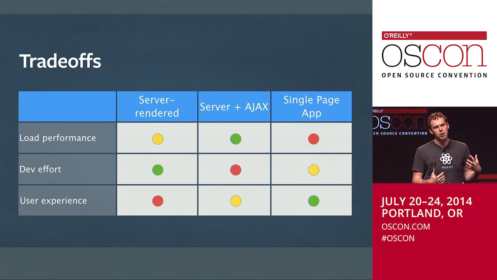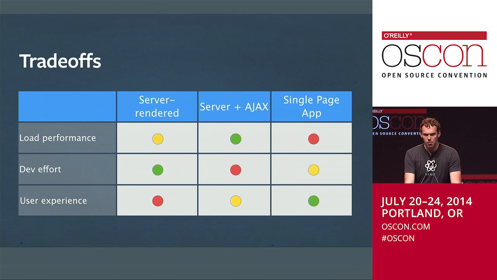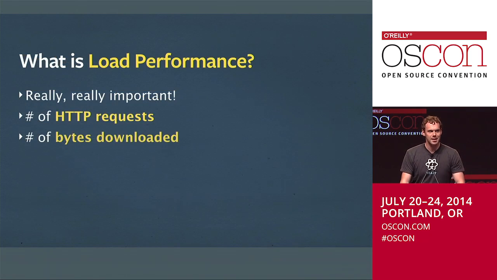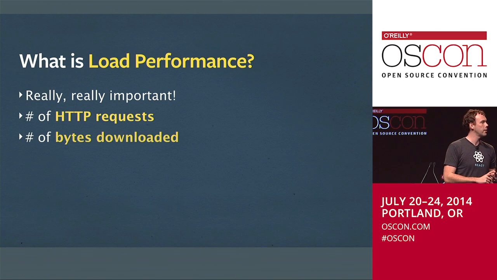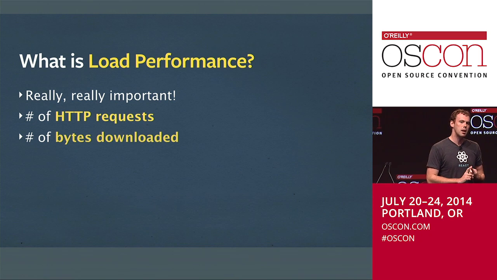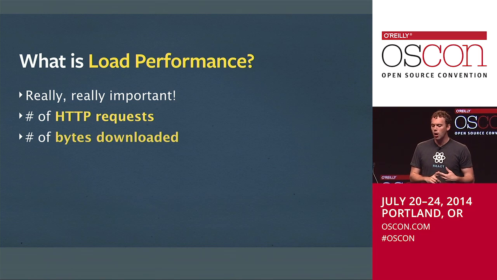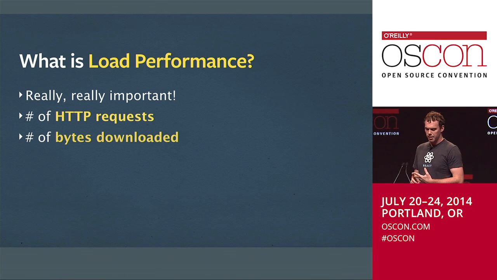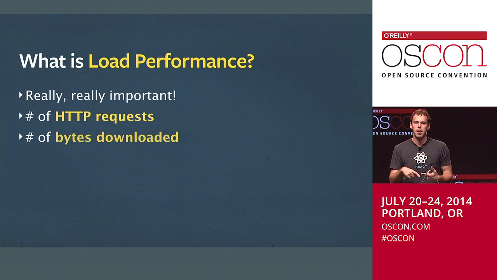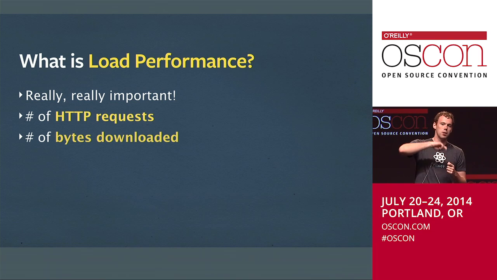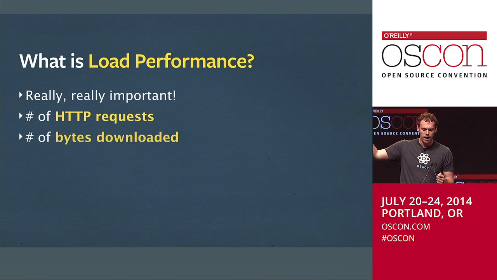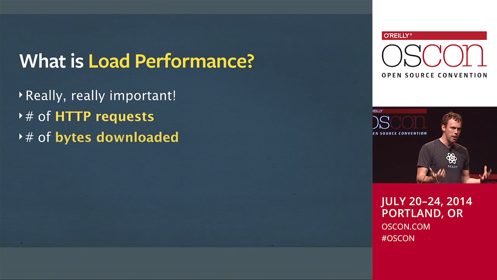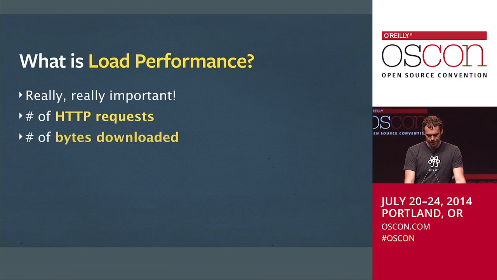So how do we get a single-page app's load performance up to par? Well, we have to break it down into two primary criteria. We want to minimize the number of HTTP requests, and we also want to minimize the number of bytes downloaded. Every single HTTP request incurs a penalty because you have to go to the server over a noisy network and get a response over a noisy network. And you also want to minimize the number of bytes downloaded for obvious reasons as well.